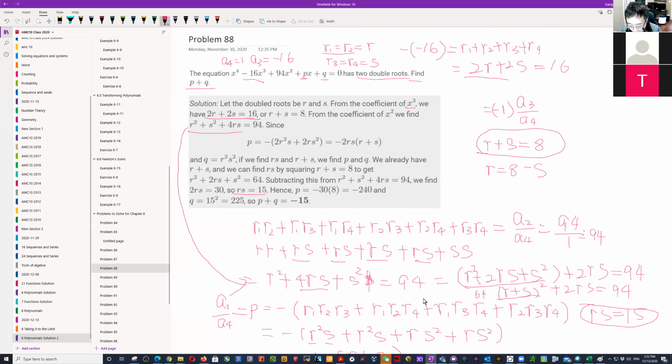Charles, does this make sense to you? Oh yeah. So basically this is very typical. If you go for computation, this is a normal level of problem. It's not difficult. It's just a simple application of the Vieta formula.